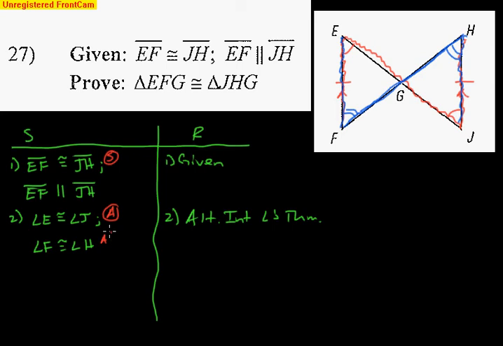Pair of angles. What do we have? We have angle, side, angle. These two triangles are congruent by angle, side, angle. And there's that proof. Parallel lines, think of alternate interior angles.